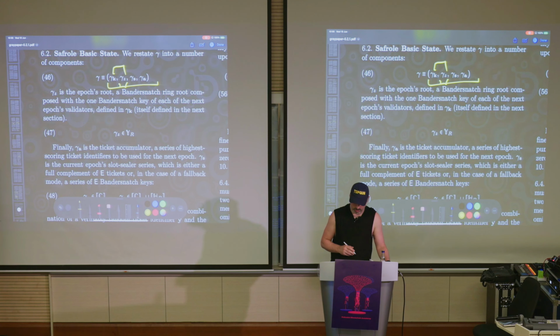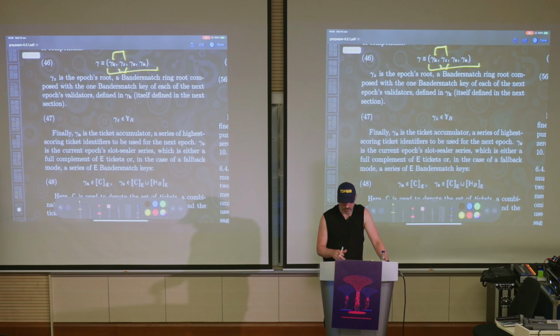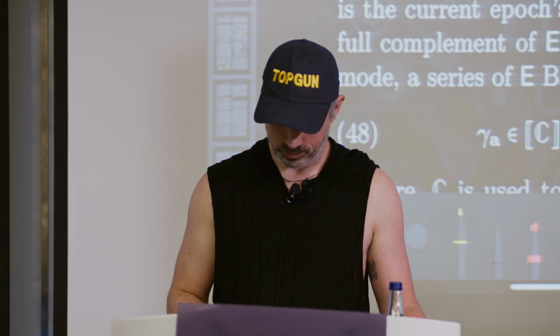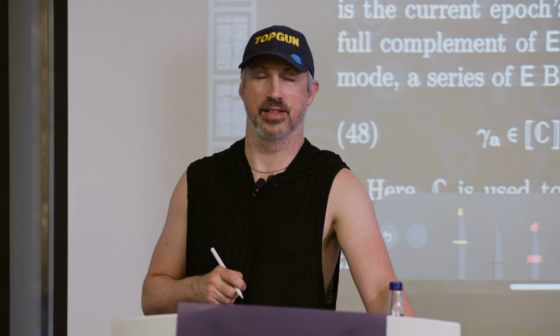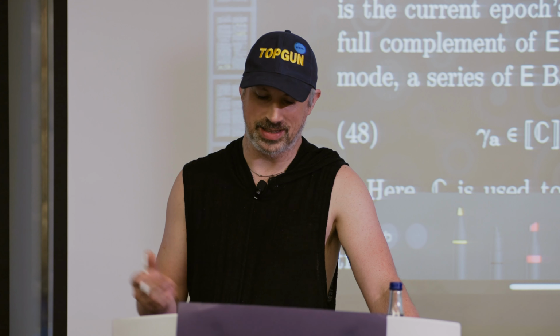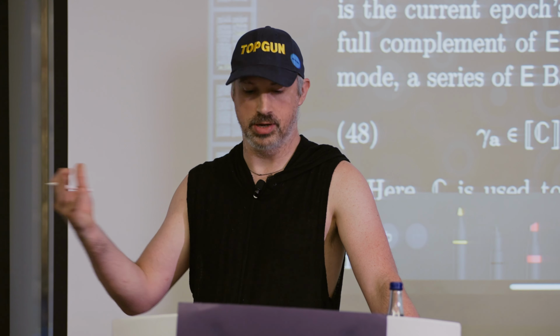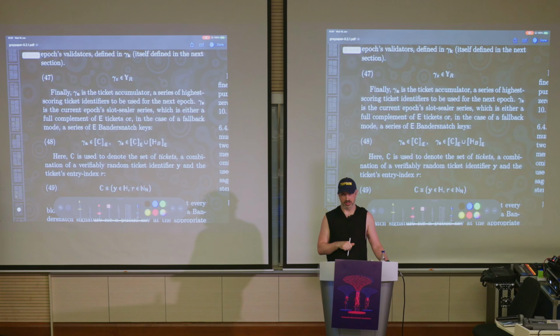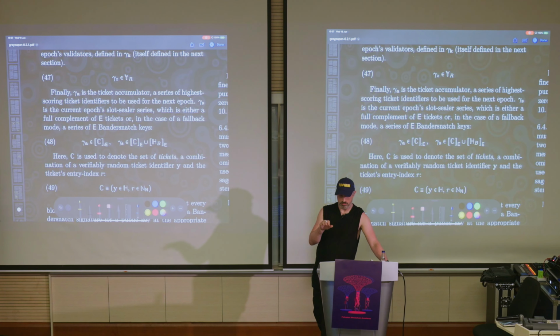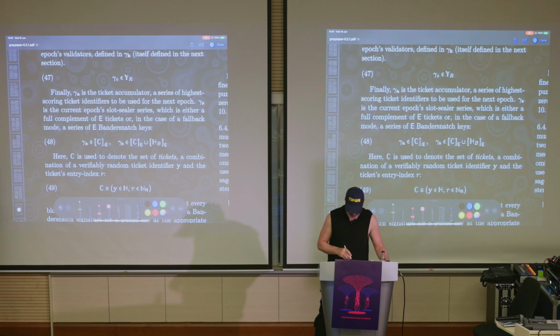Gamma S and gamma A: gamma A is the ticket accumulator, and gamma S are the tickets that have been selected as winners from the last epoch. The ticket accumulator is basically the 600 best tickets, characterized as having the lowest identity that we have seen thus far in this lottery. We run one lottery per epoch. So that's gamma A, the ticket accumulator. Gamma S is basically the ticket accumulator as of the last epoch, with a little reordering that we do for security.